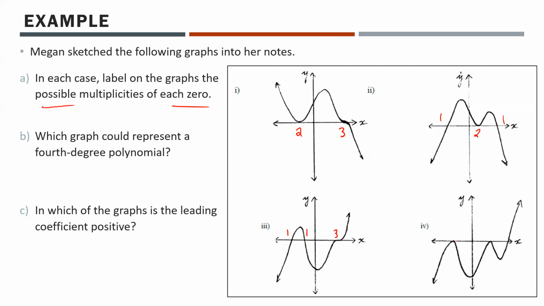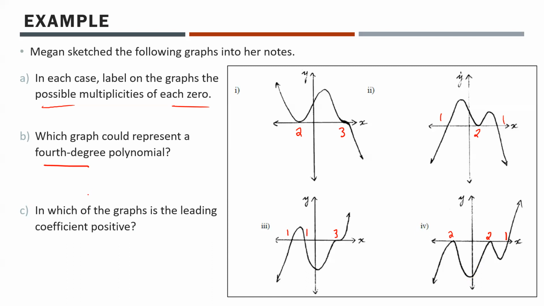As for this last one, I would say this is a multiplicity of 2. The next one is a multiplicity of 2. And then lastly, notice it goes straight through right here, just barely on our x-axis there. I would say that's a multiplicity of 1. All right, question B says, which graph could represent a 4th degree polynomial? Pause the video here and see if you can figure that one out.